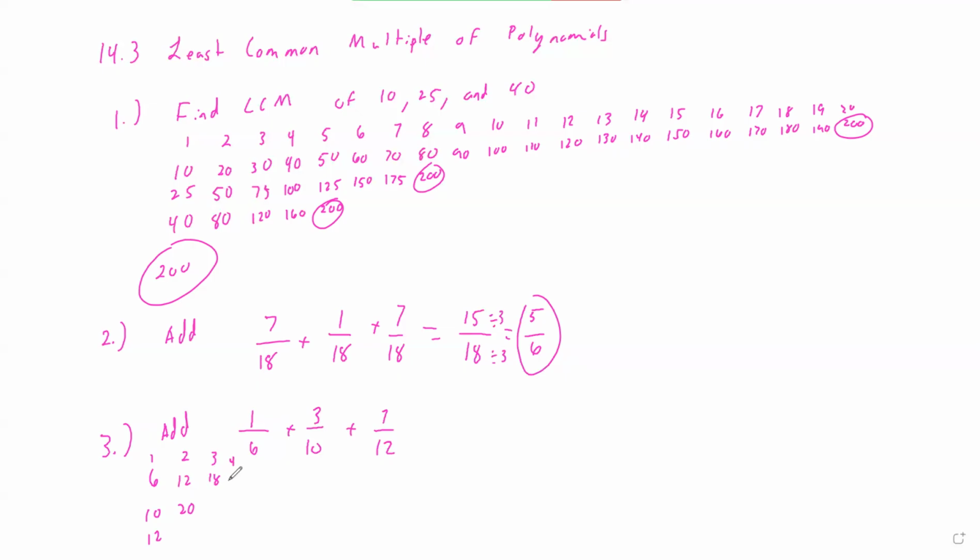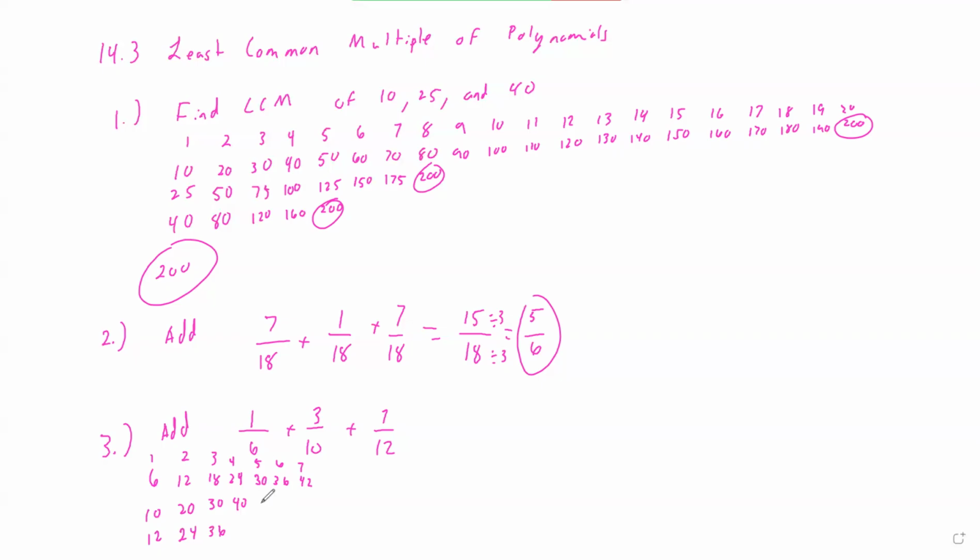4 times 6 is 24. 3 times 10 is 30. 5 times 6 is 30. 2 times 12 is 24. 3 times 12 is 36. 6 times 6 is 36. And then 4 times 10 is 40. So now 7 times 6 is 42.